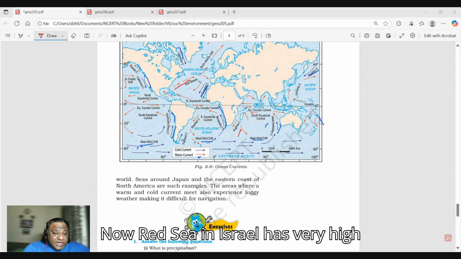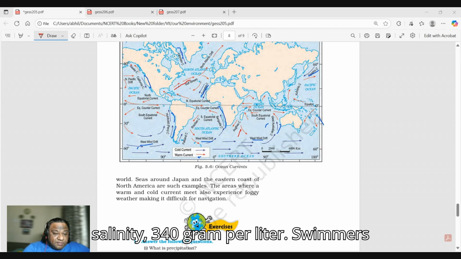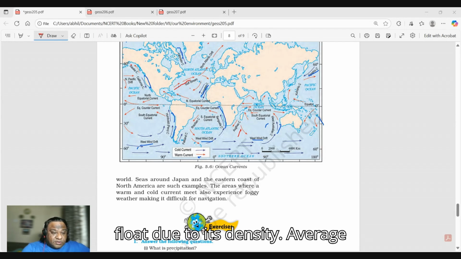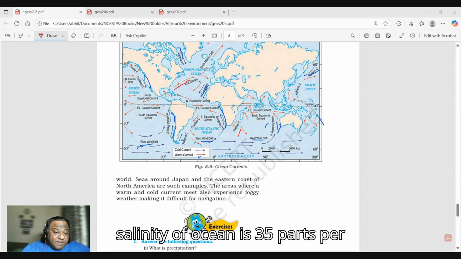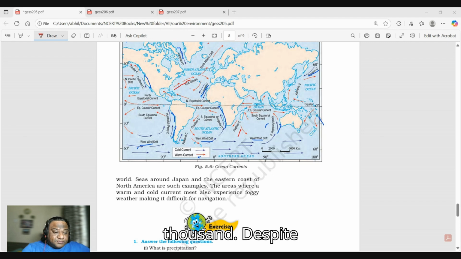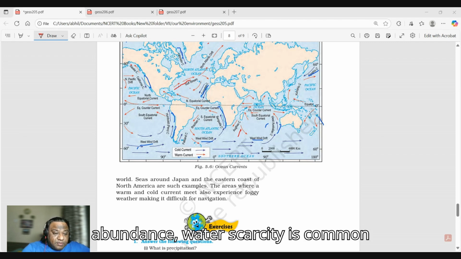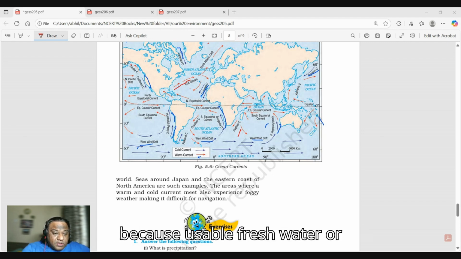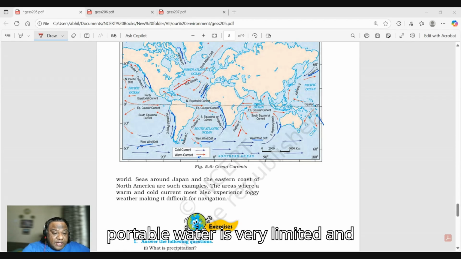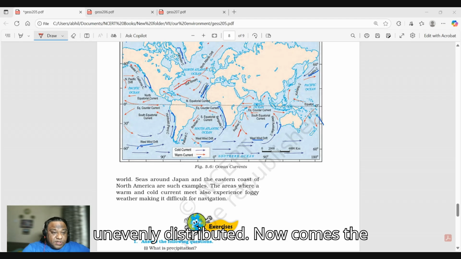Now, the Dead Sea in Israel has very high salinity, 340 grams per liter. Swimmers float due to its density. The average salinity of the ocean is 35 parts per thousand. Despite abundance, water scarcity is common because usable fresh water or potable water is very limited and unevenly distributed.